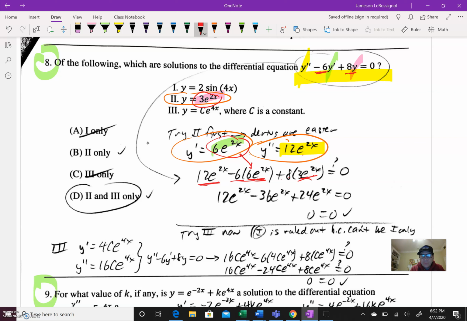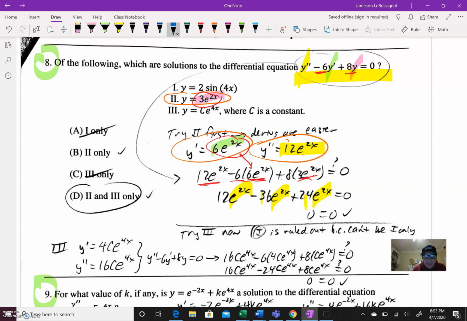All right, looking at my terms down here, we all have an e to the 2x. Okay, that's big for us. So all you're doing really is adding these numbers. 12 plus 24 is 36, minus 36, you get a 0. And if 0 is equal to 0, well, that's looking pretty good for us.